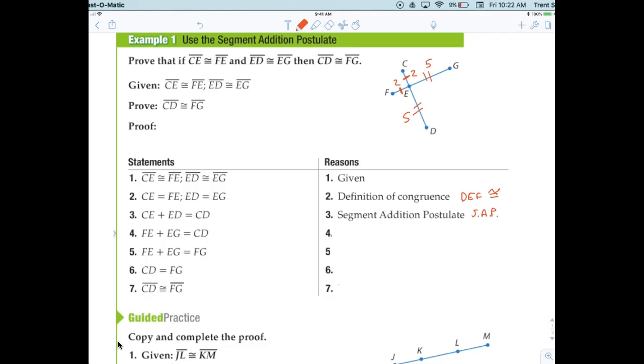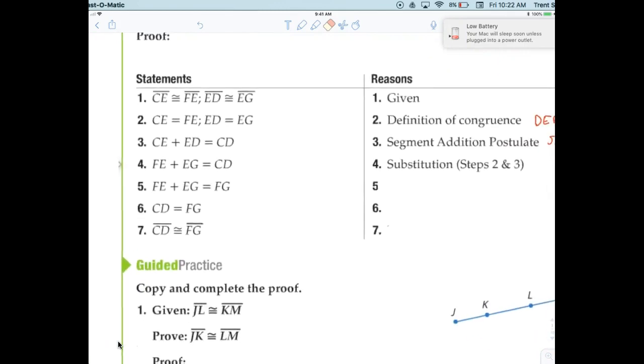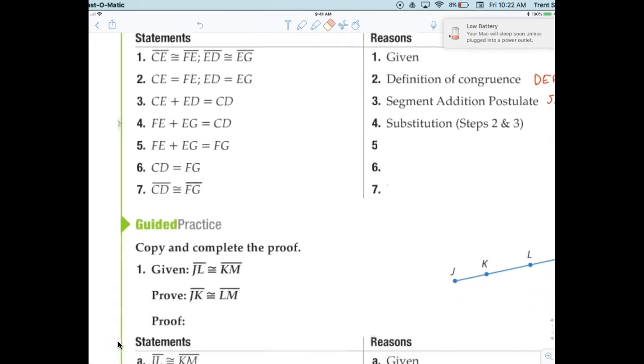Now, why does FE plus EG equal FG? Segment addition. Good job. Exactly correct. Again, same reason. Uh-oh. Hold on a second. Well, listen, FE plus EG. Now, you know what? I misread that. Did everybody see what I just did? A mistake is never good, but in this case, we'll show you why I made the mistake.